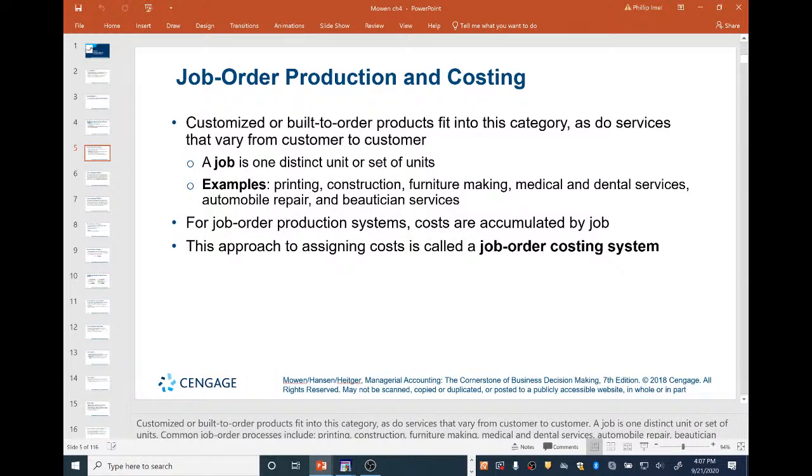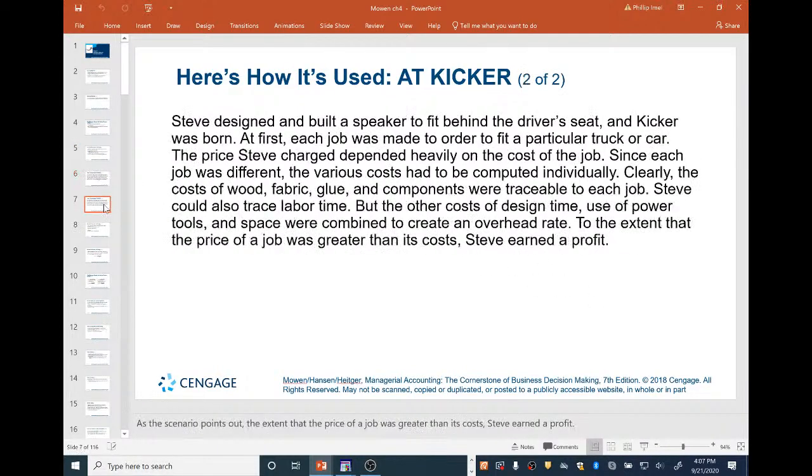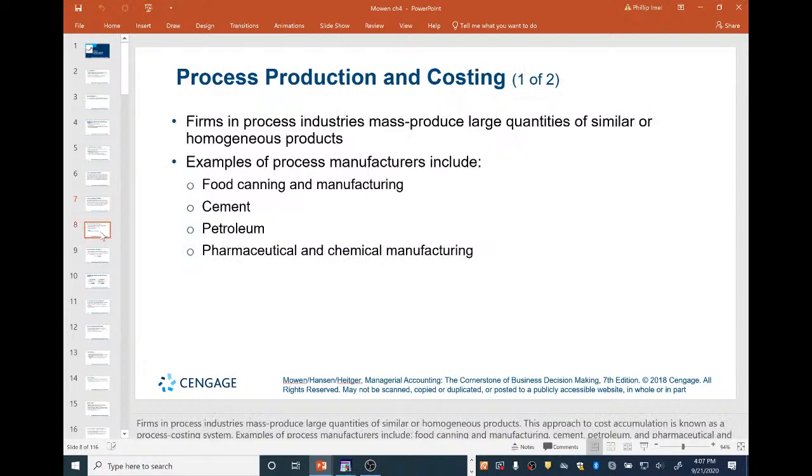For the job order production systems, costs are accumulated by job, so it's called a job order costing system. Once again, this is when each job or service is different. We're not going to go through how it's used. If y'all are interested, you can do this on your own time.